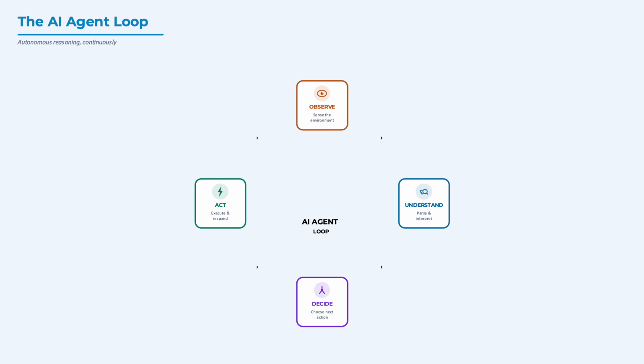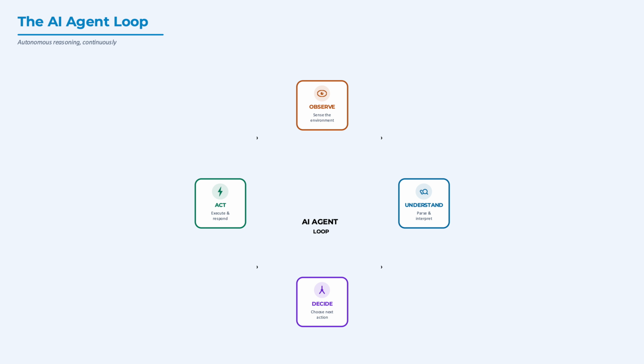Now we get to one of the most important ideas. The agent loop. A simple AI interaction might look like this. Input. LLM. Output. But an agent can go through multiple steps. For example, understand the goal. Decide what to do. Use a tool. Observe the result. Decide what to do next. Use another tool. Return the final result.